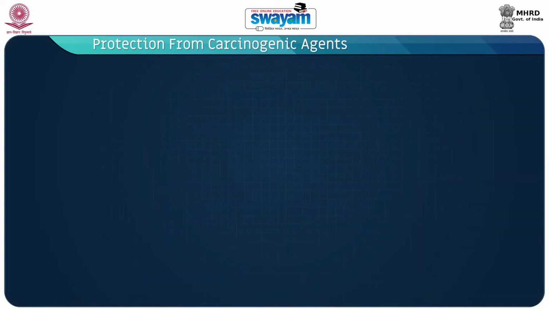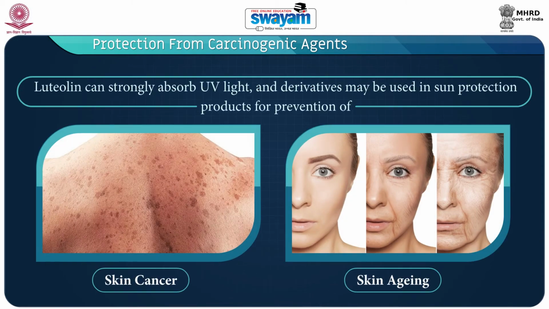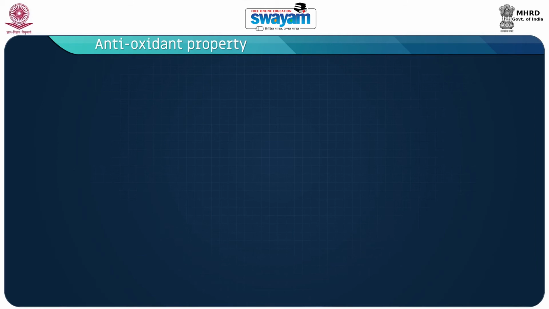Next is protection from carcinogenic agents. Luteolin can strongly absorb ultraviolet light and derivatives may be used in sun protection products for prevention of skin cancer and early skin aging. We shall now see the antioxidant property.